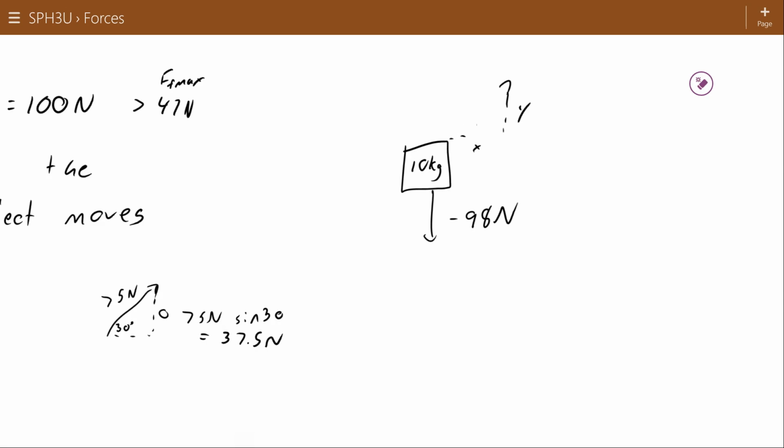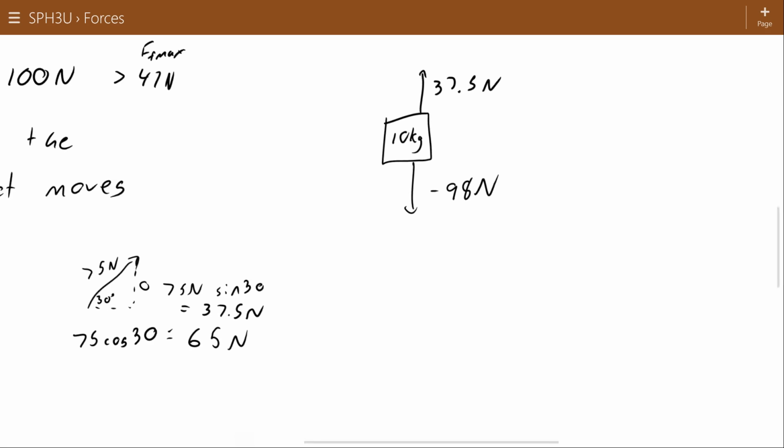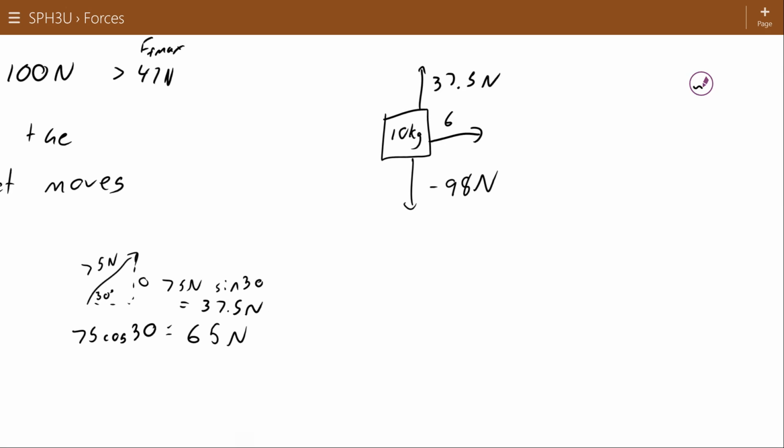So we'll just take all this out. 37.5 newtons. On the other hand, this one is 75 cos 30, which works out to 65 newtons. Which means we're still pulling with 65 newtons here.